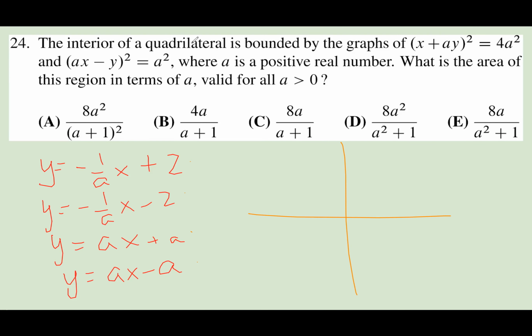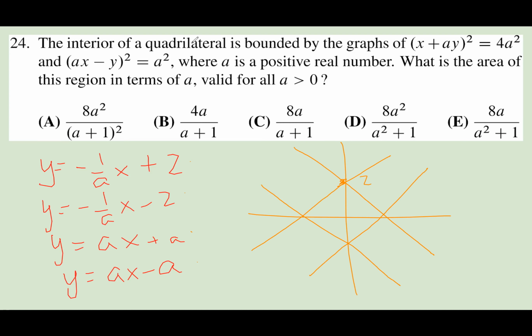And notice how by plugging in 2, we're graphing y equals negative 1/2 x plus 2, which is going to go like this, right? Then we're going to graph y equals negative 1/2 x minus 2. Then we're going to graph y equals 2x plus 2, which is going to be perpendicular and go through that same y-intercept. And then we're going to graph y equals 2x minus 2, which is going to go like this.